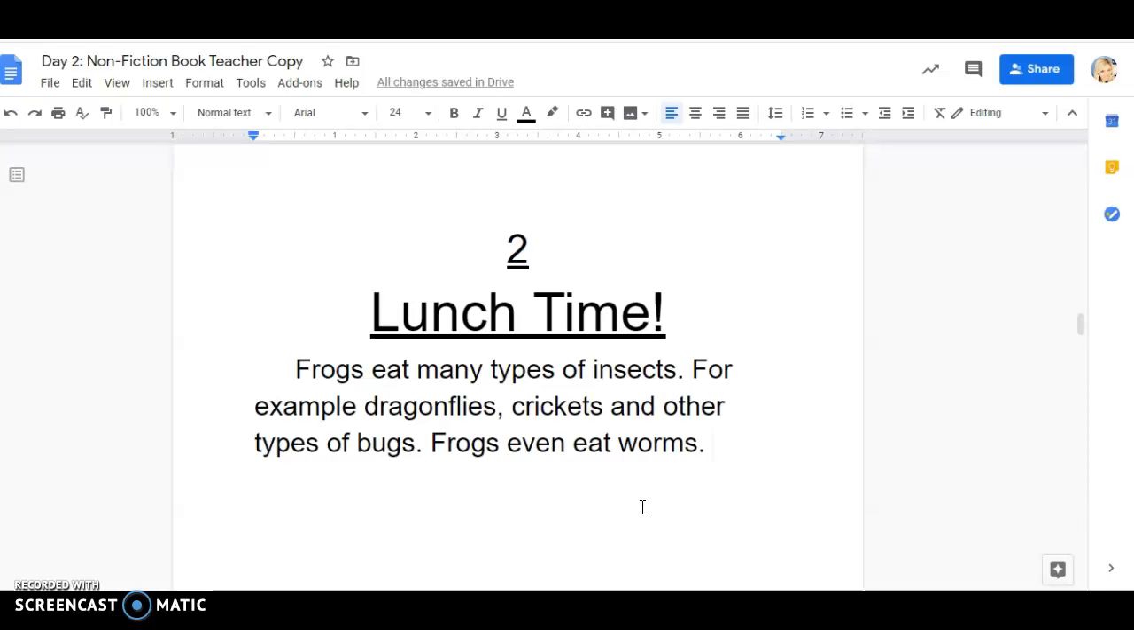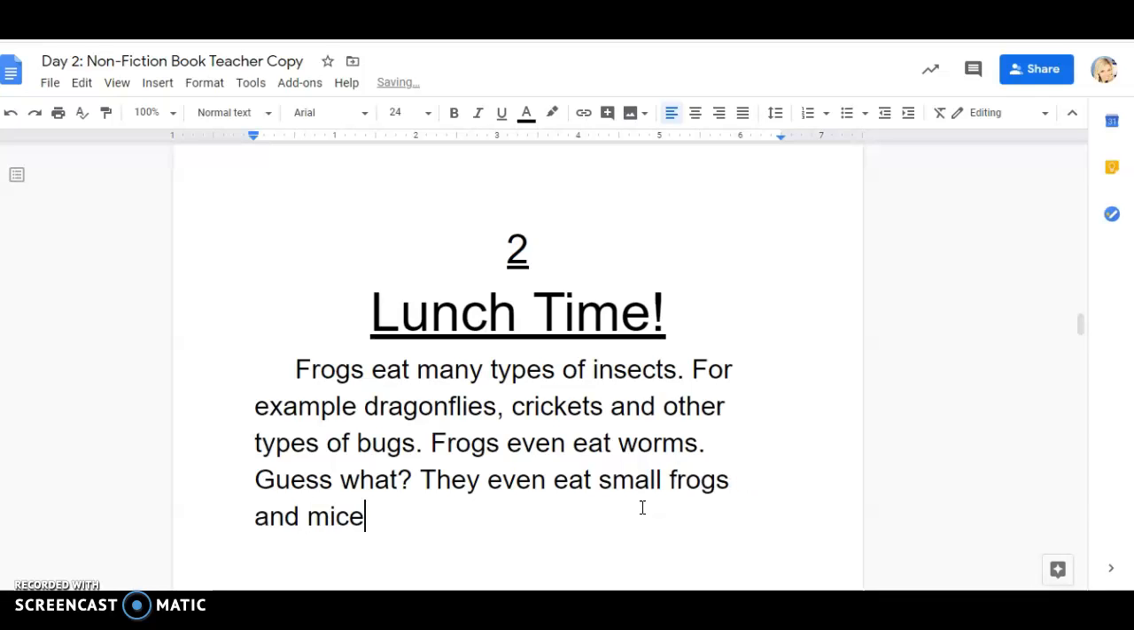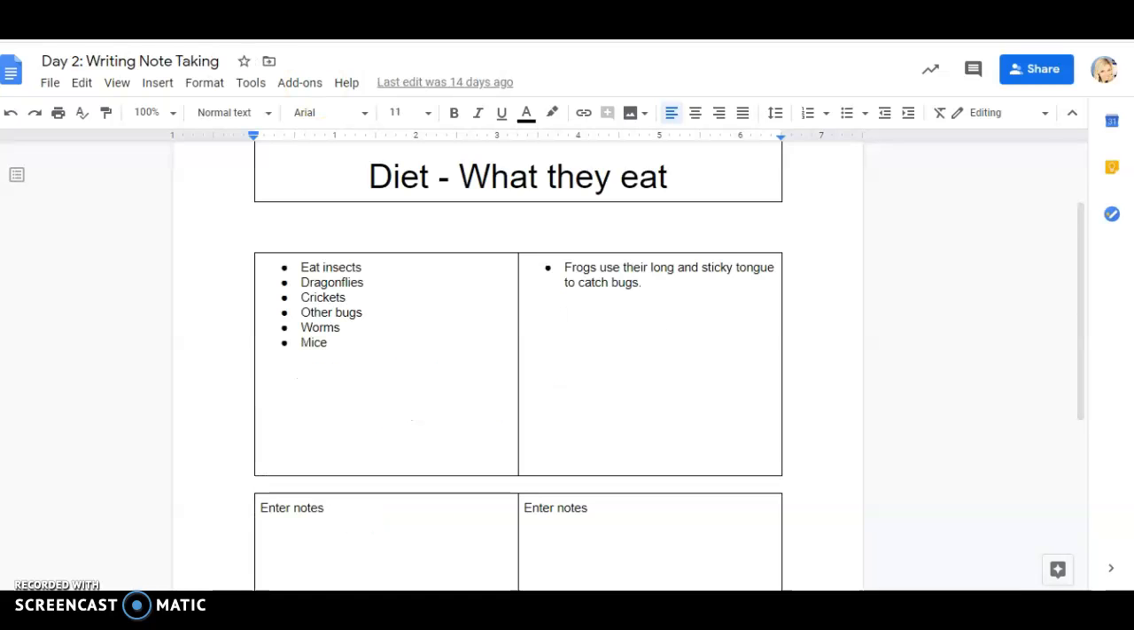Now, since this is a nonfiction book, I'm thinking of books that I've read that are nonfiction that teach me about a topic. Sometimes there's questions. Guess what? They even eat small frogs and mice. I'm going to do an exclamation mark, like frogs can eat other frogs and they eat mice. When I picture a frog, I think of this little tiny thing. But what I've learned was that there's many types of frogs. And mice can be different sizes too. So let's see here. I have 1, 2, 3, 4, 5. Now I have 5 sentences, but I still have more I can write about to teach you guys about frogs.